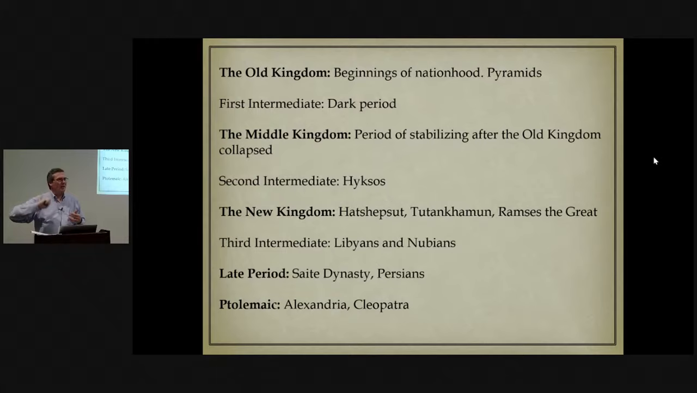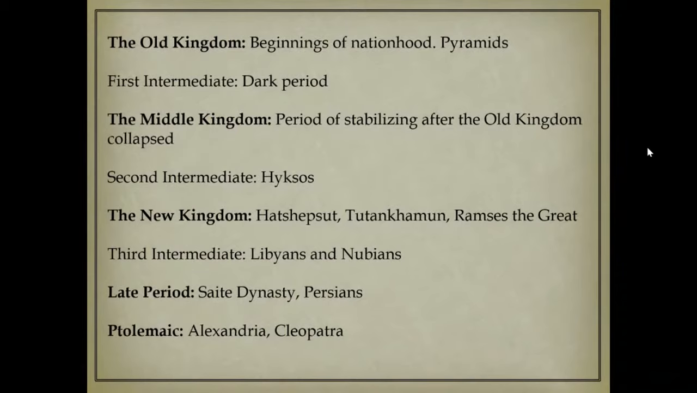So the Middle Kingdom is known as a period of stabilization, trying to get their feet back under them, with artistic flourishing and poetry. Then there's the second intermediate period with the Hyksos, who were foreign rulers, and we'll talk about those a little later. Then the New Kingdom. Some of the popular figures during the New Kingdom were Hatshepsut, Tutankhamun, and Ramses the Great. Then there was another intermediate period when Libyans were in charge. Nubians later took control. And then the late period, the Saite dynasty, and the Persians.